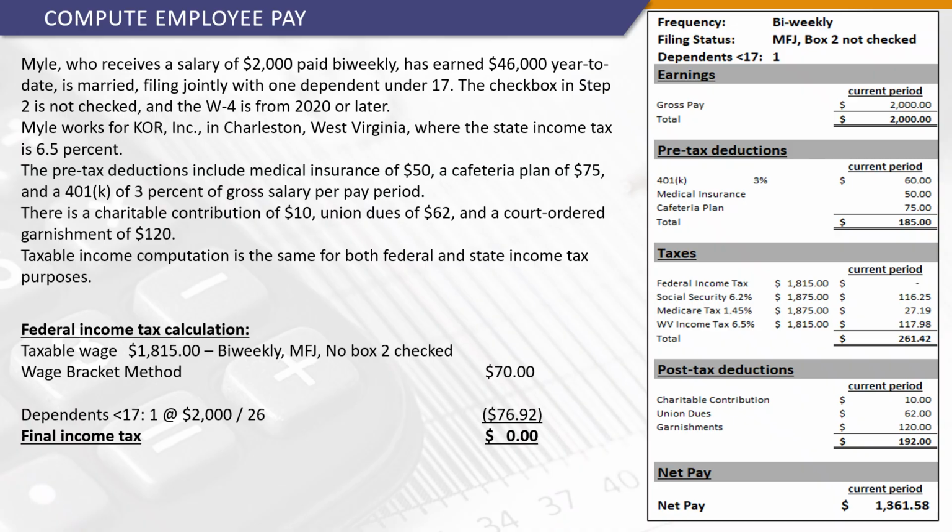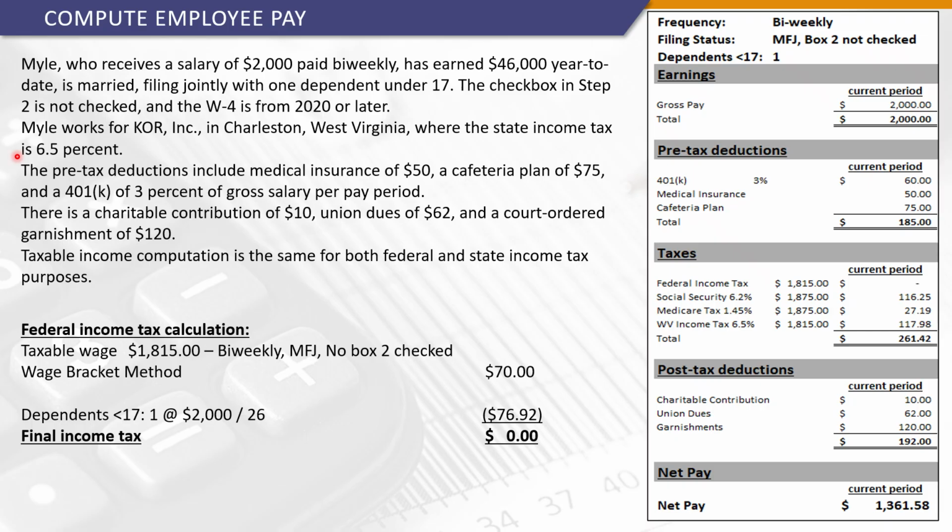Let's work this example step by step. Maya, who receives a salary of $2,000 paid biweekly, has earned $46,000 year to date, is married filing jointly with one dependent under 17. The checkbox in step 2 is not checked, and the W-4 is from 2020 or later. Maya works for Core Inc. in Charleston, West Virginia, where the state income tax is 6.5%.